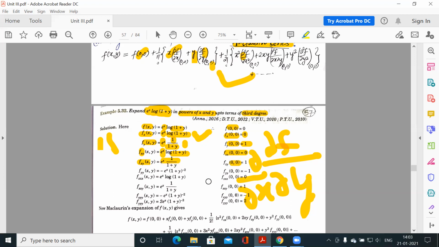Substitute 0, 0, you will get the value. Next fyy, that means you have to differentiate it with respect to y one time more. So e to the power x is constant. Now 1 over 1 plus y, the differentiation is minus 1 plus y to the power minus 2. That means minus 1 over 1 plus y square.